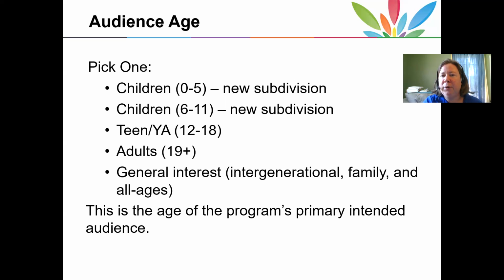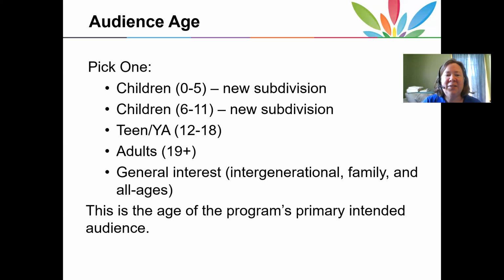In our annual report this year, those numbers are smushed together, so you can report them as ages 0 to 11. But going forward next year, we are going to separate those out so we can really see the children in more detail. Also, IMLS clarified the age for teen or young adult programs is ages 12 to 18 as your intended audience. And adult programs are ages 19 and up, everybody who's older than 19.